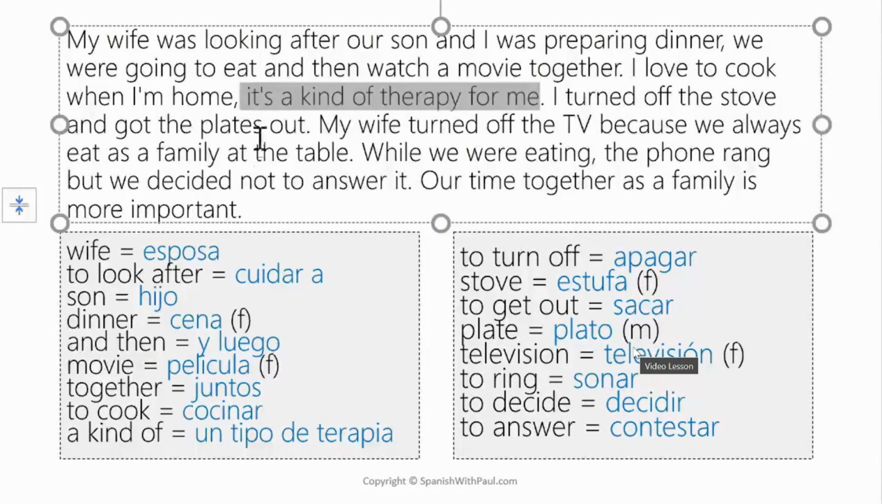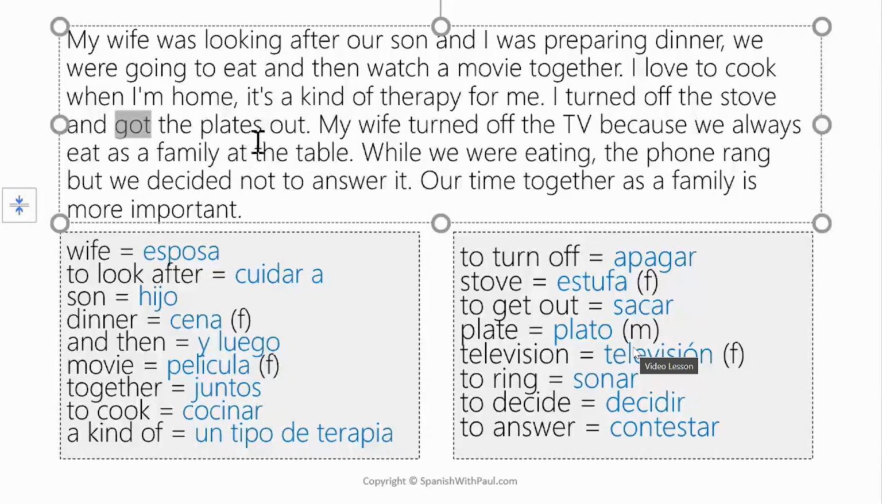In Spanish, they would say it's a type of therapy. So, un tipo de terapia. The verb to turn off is apagar, and the noun for the stove, the cooker, the oven is estufa, la estufa. Now, when you need to get something out or throw something out, take something out, all of that is expressed with the verb sacar in Spanish.